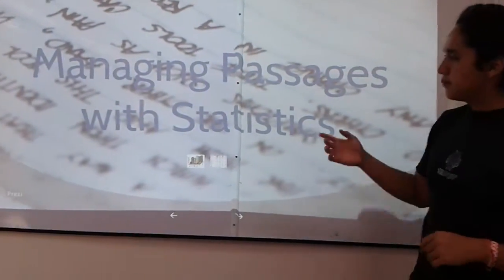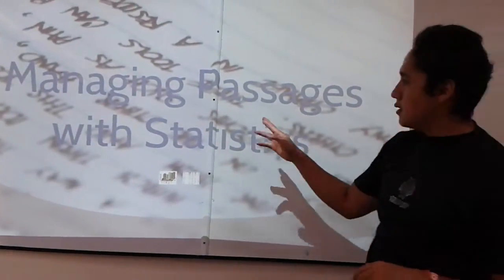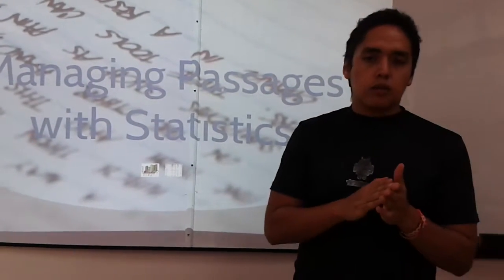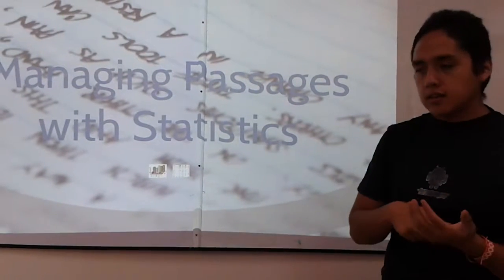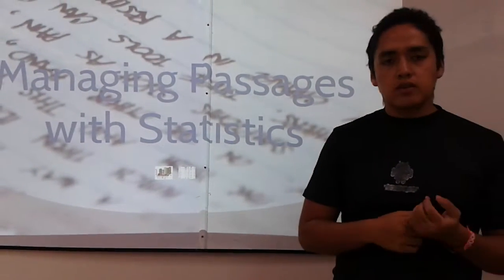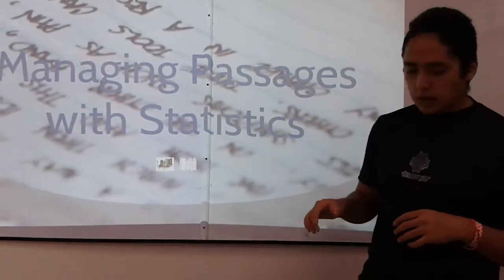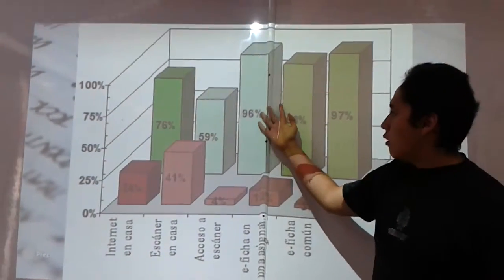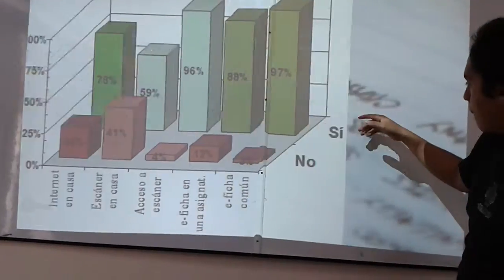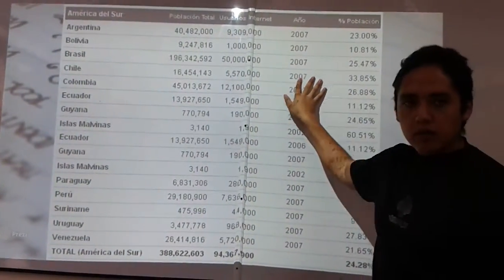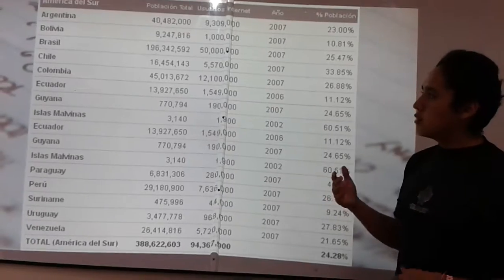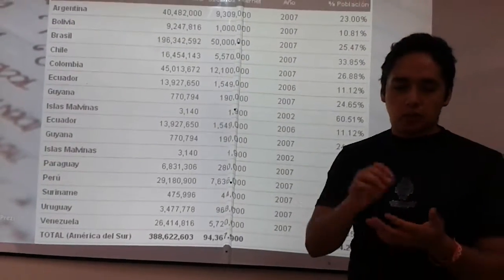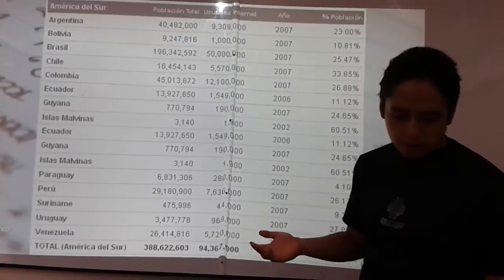Then we have managing passages with statistics. When we put statistics or scientific information, it's better that we show it in a picture or in a table, because it's easier to understand than if we write it only in a paragraph.